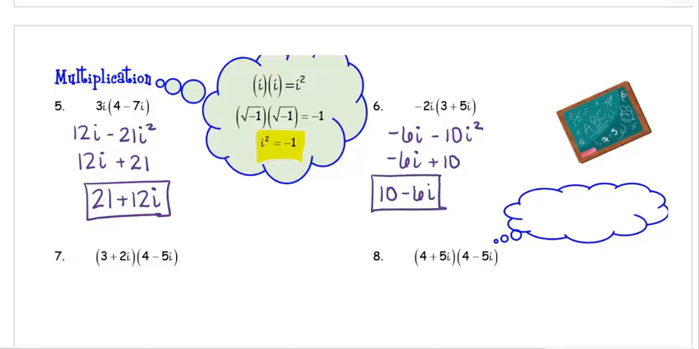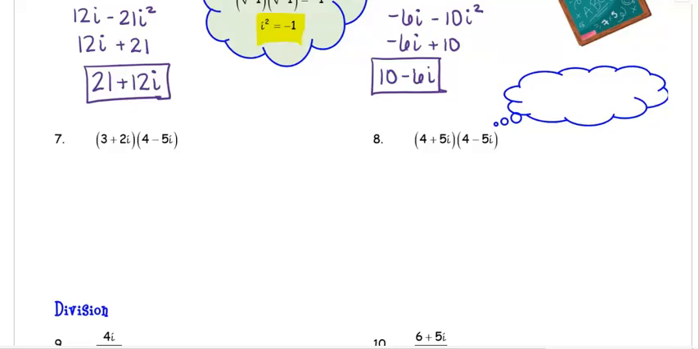All right, so we dealt with distributing. Now let's think about FOILing. When we FOIL, the first numbers, 3 times 4 will give me 12. The outside, 3 times negative 5i is going to give me negative 15i. The inside, 2i times 4 is going to give me a plus 8i. And then the last, 2i times negative 5i is going to give me a negative 10i squared. A negative 10i squared, that's negative 10 times negative 1, which is going to give me a positive 10.